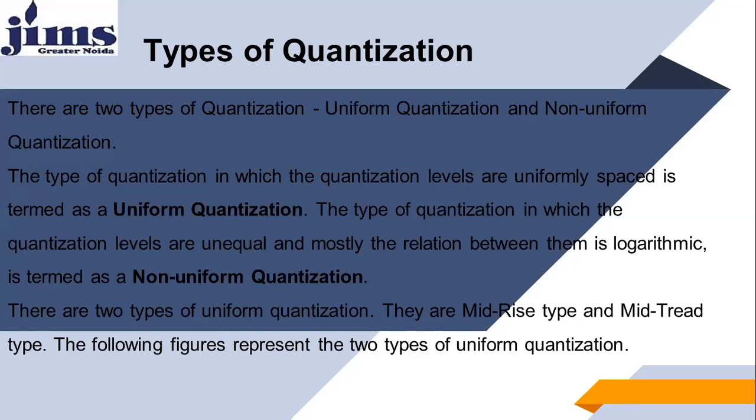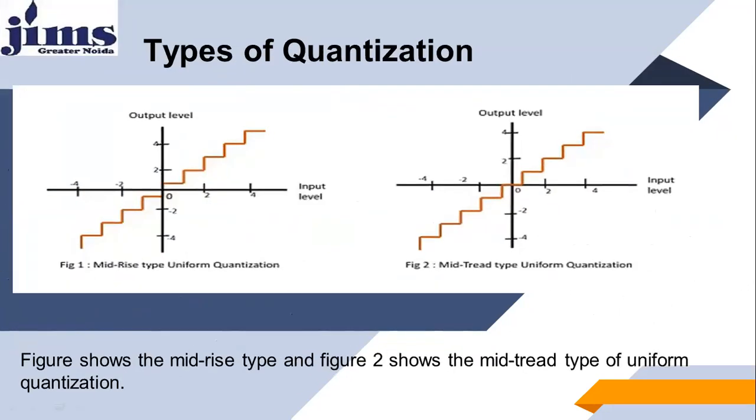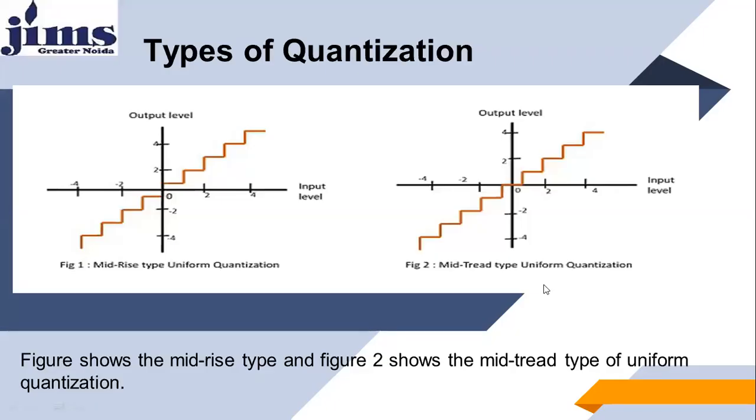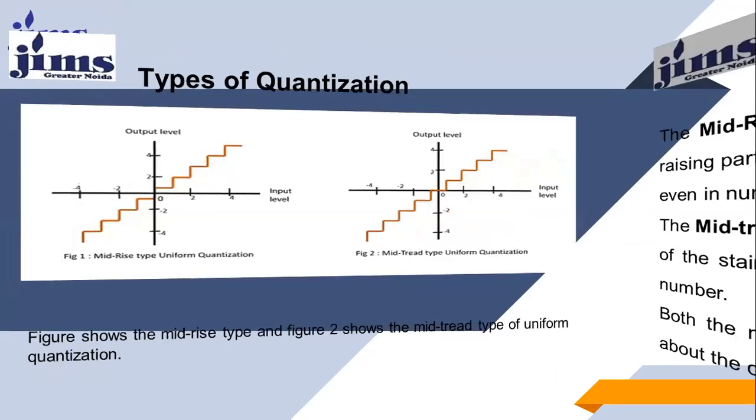So there are two types of uniform quantization. These are the mid-rise type and the mid-tread type. So we will see them next. Look at these two types of quantization. The first figure shows the mid-rise type of uniform quantization, and the second figure represents the mid-tread type of quantization. So these are the two figures of the types of quantization. Next, we will define these two types of quantization.